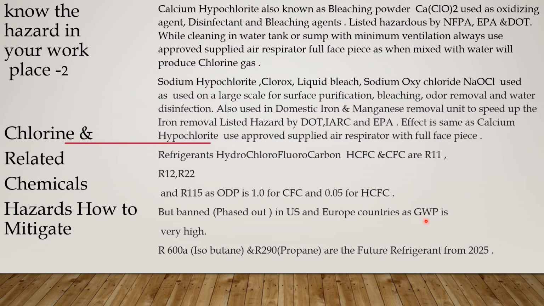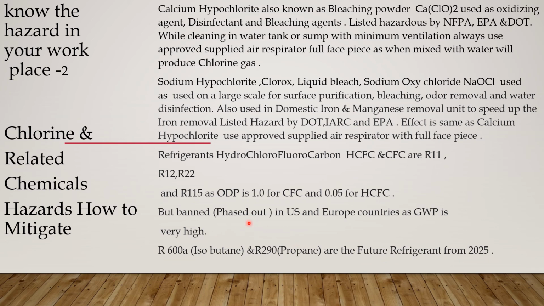Now R134A is being used, but the global warming potential is very high for R134A. Now we have to use, from 2025, R600A isobutane for refrigerators, and R290 propane for air conditioning and other chilling units, as a refrigerant for industrial and domestic purposes from 2025 onwards, as the global warming potential for R600A and R290 is very low, almost less than 2.